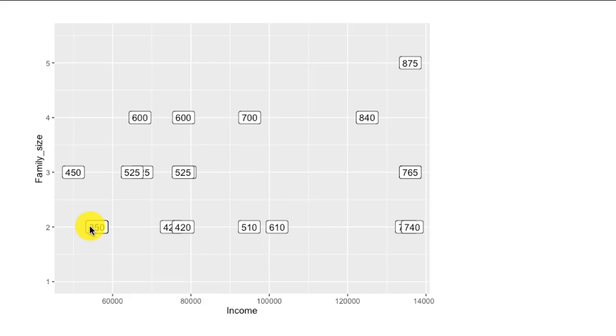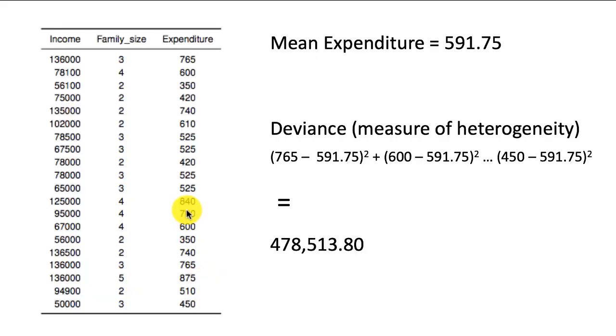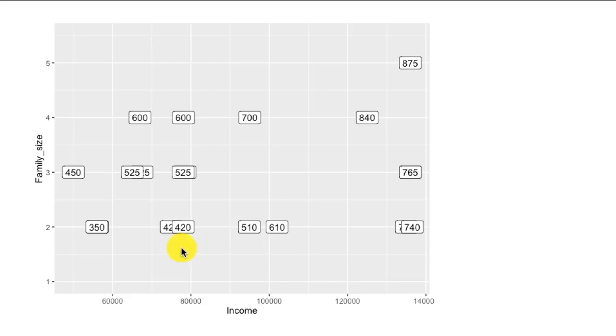So this, for example, represents a family whose income is less than 60,000, so it's 50 odd thousand, and the family size is 2, and the expenditure is 350,000. So let's see if we can locate that here. 350. So let's see that here, 350. Okay, this is that particular family. Income of 56,000, family size of 2, expenditure of 350. Okay, so that's what we are seeing here. So similarly, that's really what this represents.